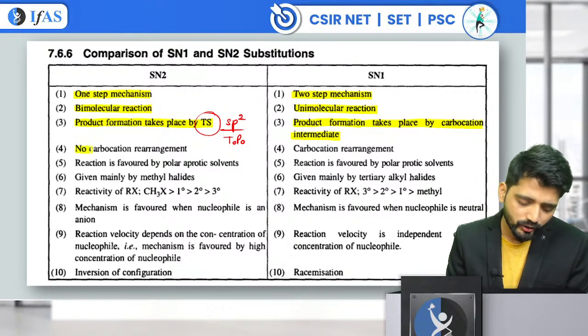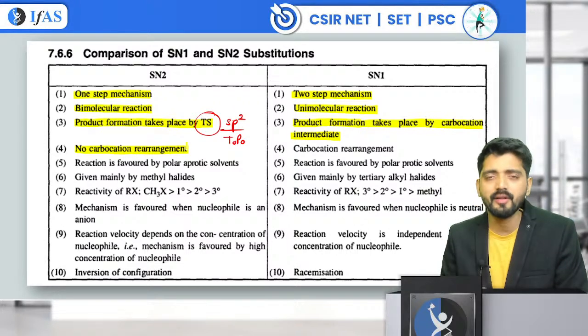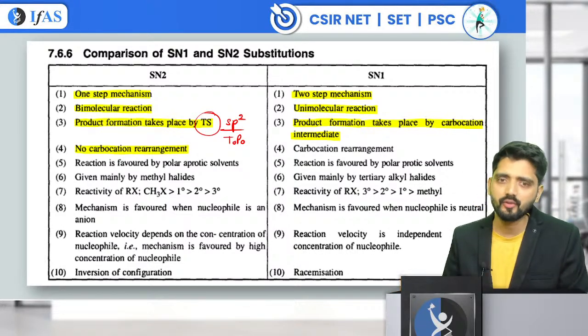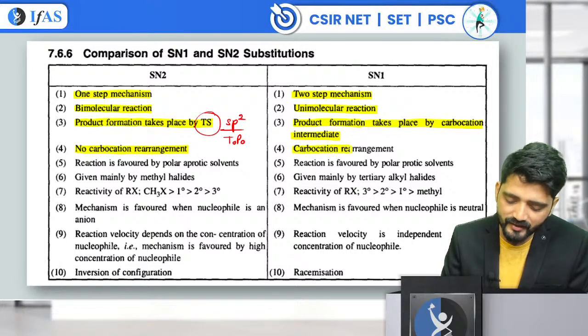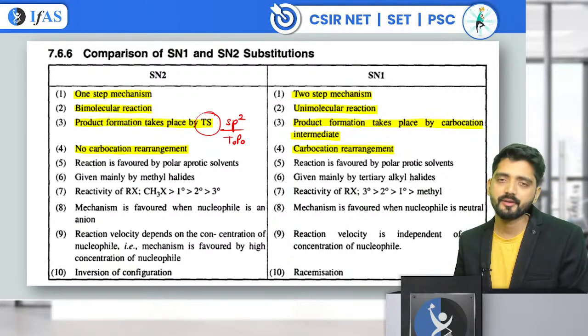Point number 4, no carbocation rearrangement. Since no carbocations are formed here in SN2, no rearranged products are going to be formed. But in the case of SN1 reaction, we always can form a rearranged product.